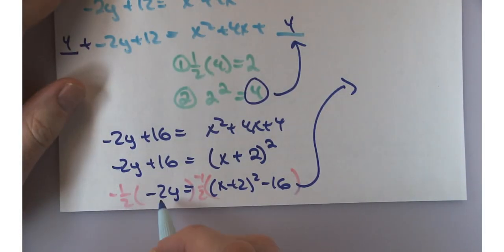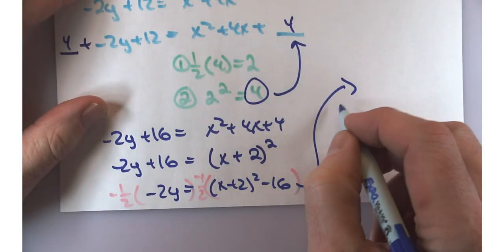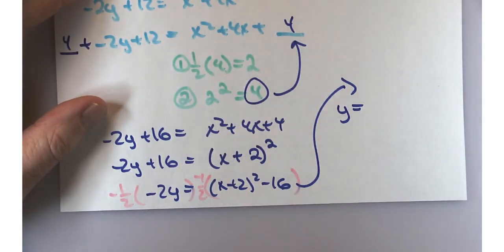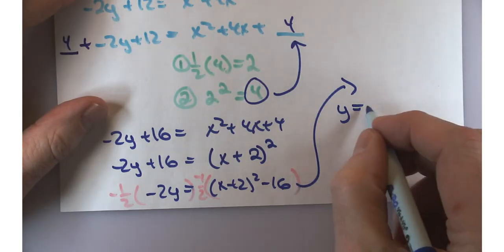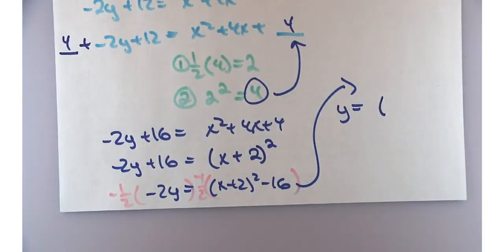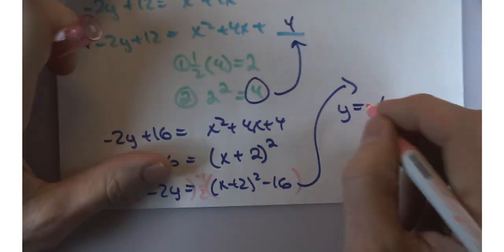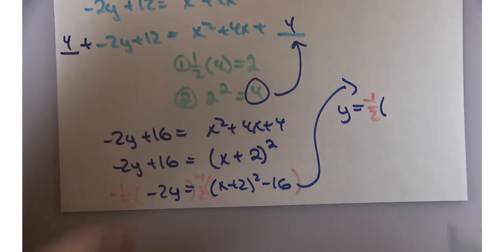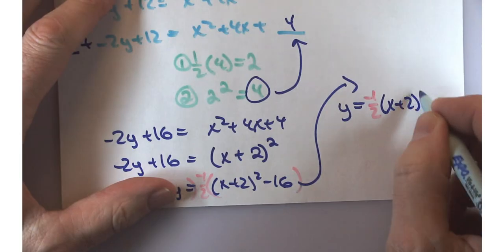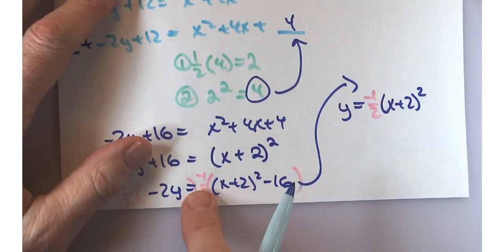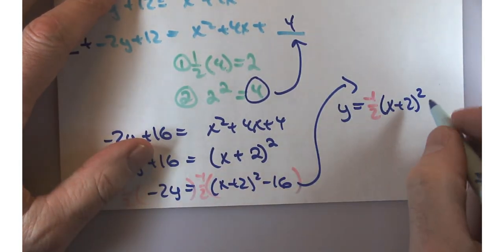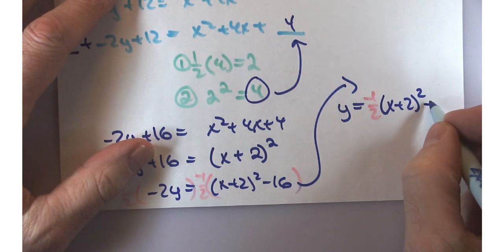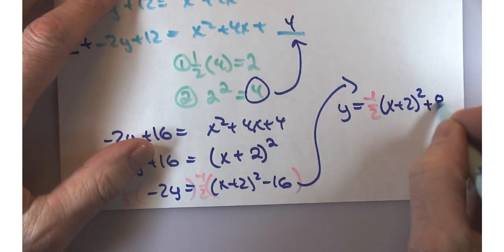Negative 1/2 times negative 2 is going to give me a y, a 1y. The negative 1/2 is going to stay out in front here. So let me just keep that there. Negative 1/2 (x plus 2) squared. Negative 1/2 times negative 16 gives me what? Positive 8. There you go.